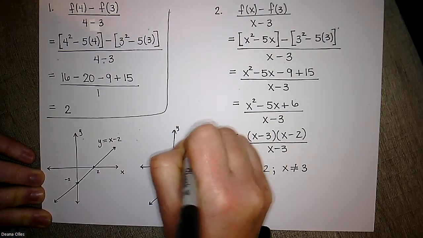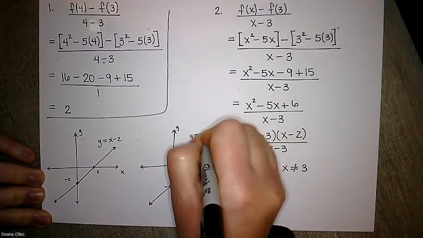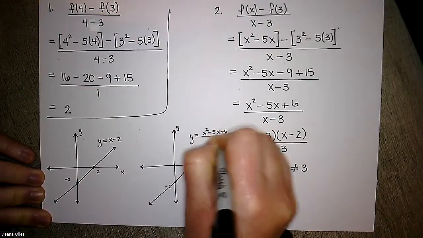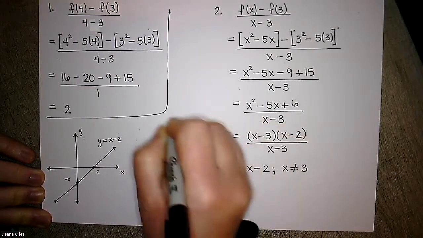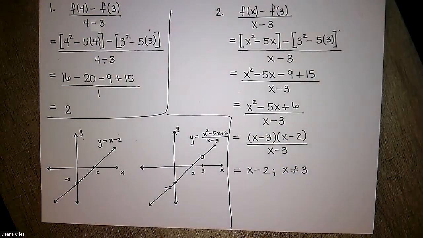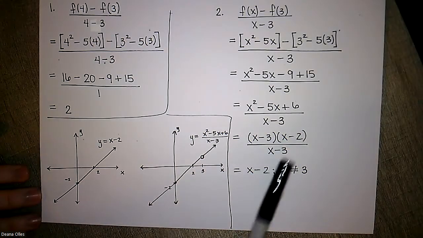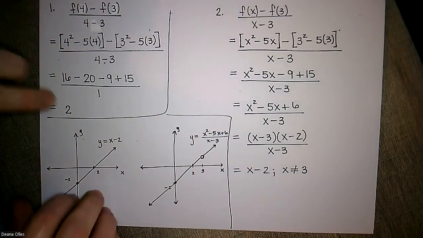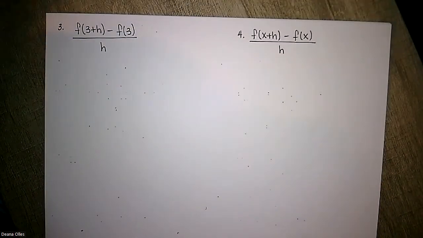So the reason these functions are not the same is because one is just a line, and the other is a line with a hole in it. So they're not the same because they don't have the same domain. Okay. But if you make this statement, you just have to say that x can't be 3, and then you're safe. All right. So next example, same function.